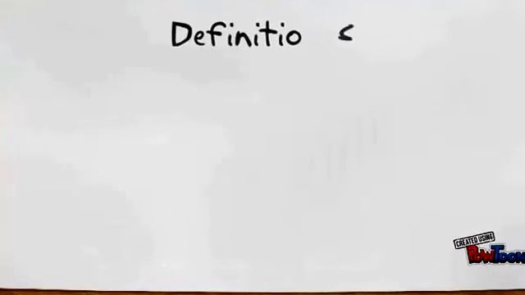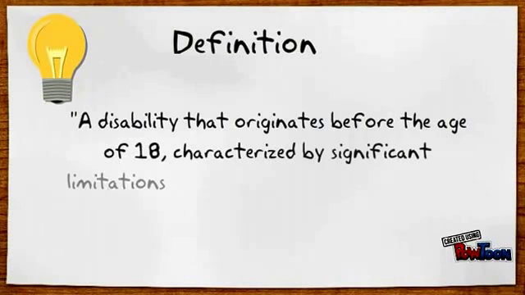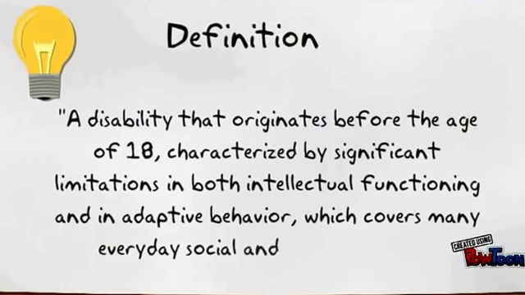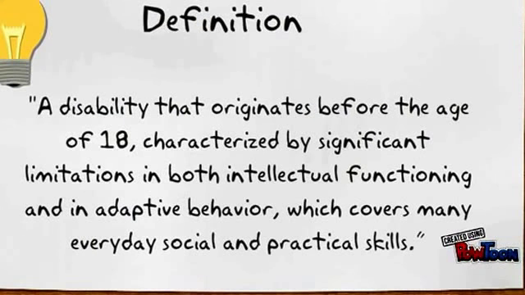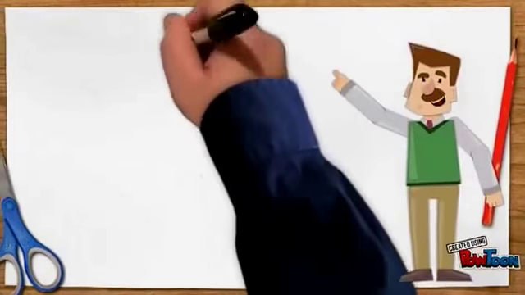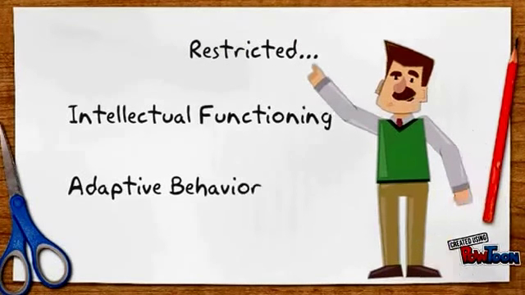According to the American Association on Intellectual Disability, intellectual disabilities are defined as a disability that originates before the age of 18, characterized by significant limitations in both intellectual functioning and in adaptive behavior, which covers many everyday social and practical skills. So, this disability is defined by restricted intellectual functioning and adaptive behavior.